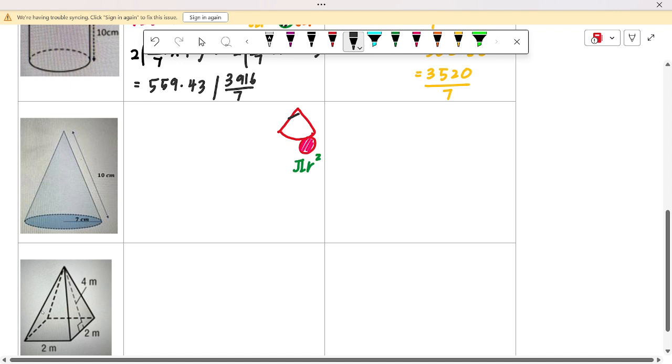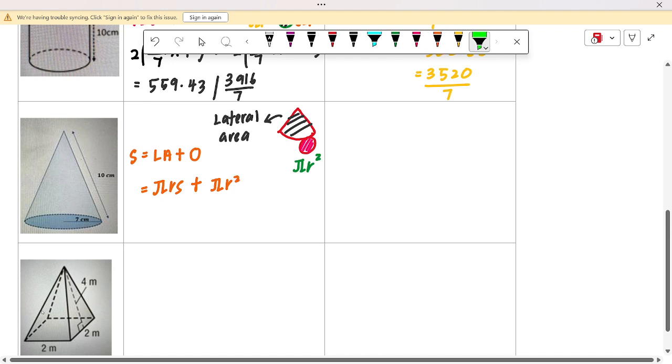And this part here, we call it the lateral area. So when we are talking about a cone, your surface area will be lateral area plus your circle. Your lateral area will be pi r l, and your circle will be pi r square. Your circle is pi r square.